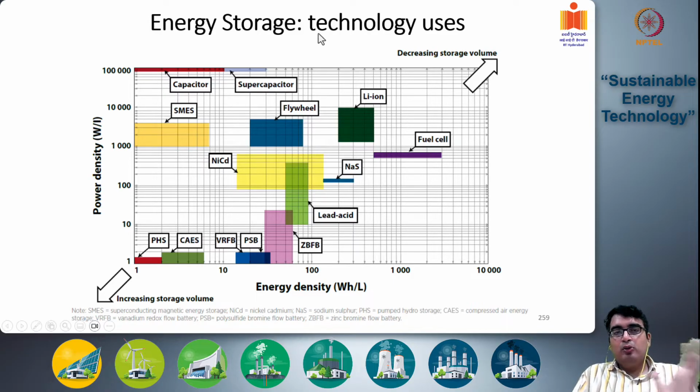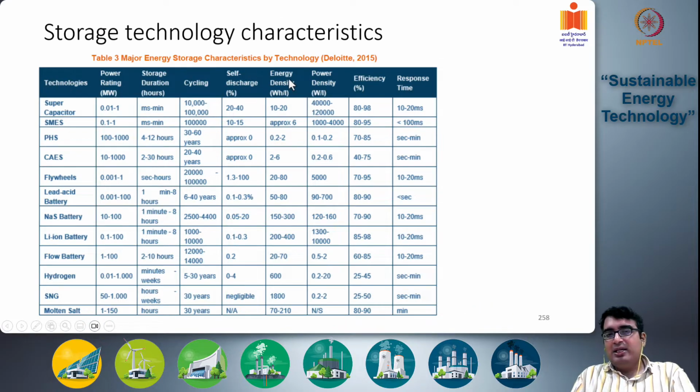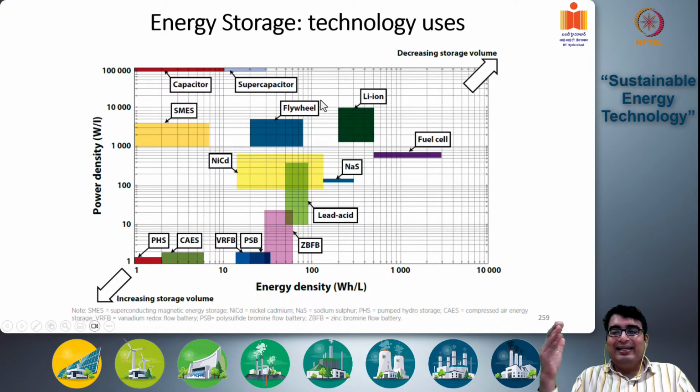So these are two very important characteristics that we discussed. The energy density in terms of watt hours per liter and power density in terms of watts per liter. Again, liter is decimeter cube because often we think of liter as liquid, but it's basically a volume unit. So it is giving you how much power it can deliver per unit volume of the storage material and how much energy it can store per unit volume of the storage material.